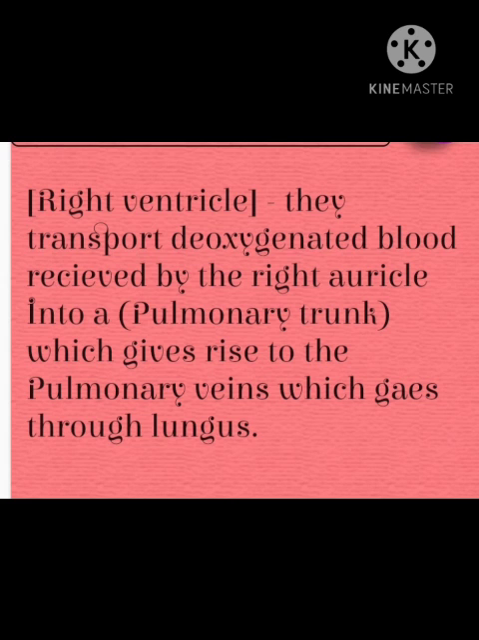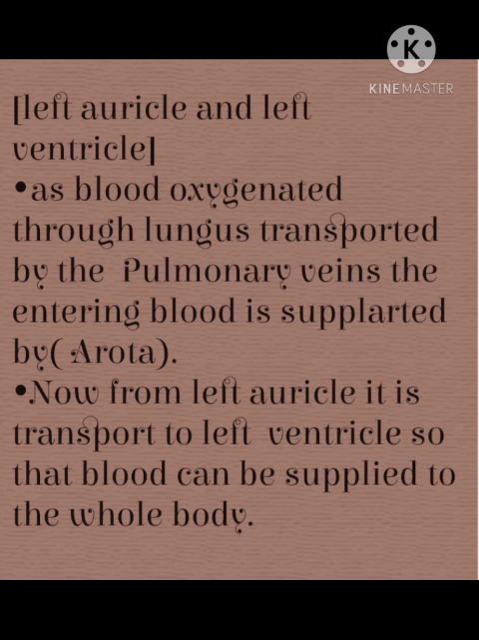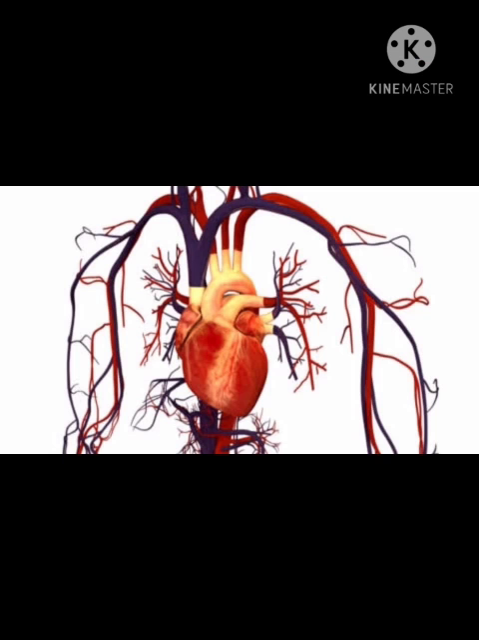So now what about the left side? Why is the left partition used? So the left auricle and left ventricle: blood oxygenated through the lungs is transported by the pulmonary vein, and the exit of blood is supported by the aorta. Now from the left auricle it is transported to the left ventricle. From here the blood can be supplied to the whole body, and the blood which travels throughout the body with the help of arteries is oxygenated.